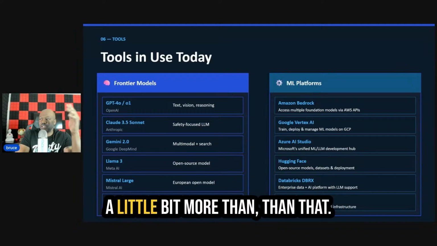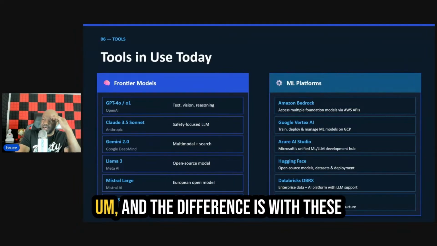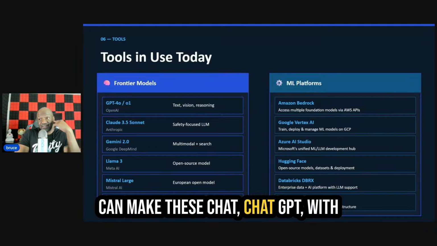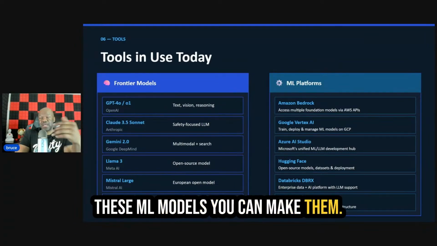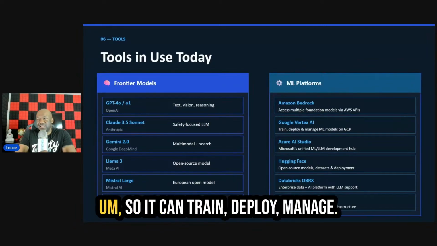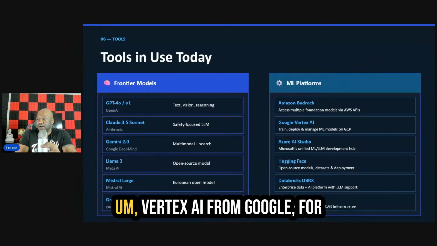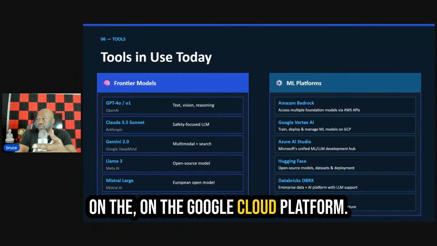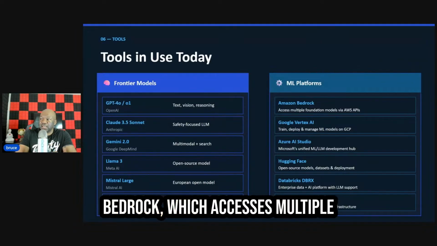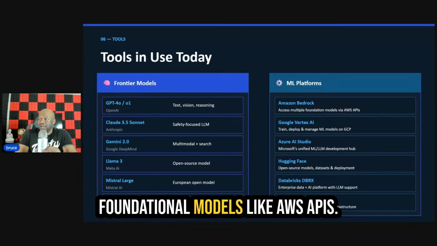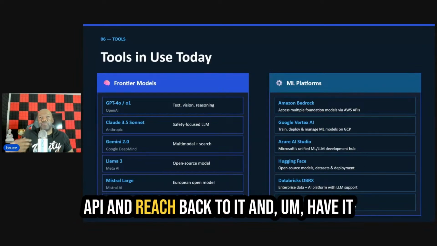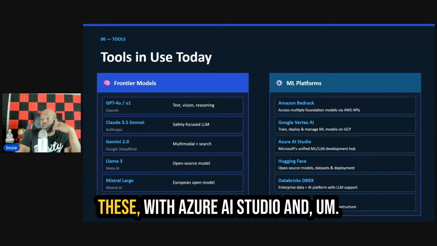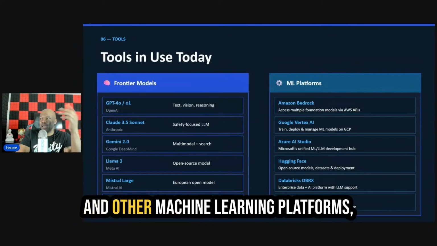But machine learning platforms do a little bit more than that. And the difference is, with these platforms, what you can do is make your own ChatGPT with these ML models. You can make them. So it's way more flexible, but it's very robust. So it can train, deploy, manage. Vertex AI from Google, for example, can train, deploy, manage machine learning models on the Google Cloud platform. And then you've got Amazon's Bedrock, which accesses multiple foundational models like AWS APIs. That's another thing. You could use an API and reach back to it and have it give you different types of responses. You could just do way more with Azure AI Studio and other machine learning platforms.